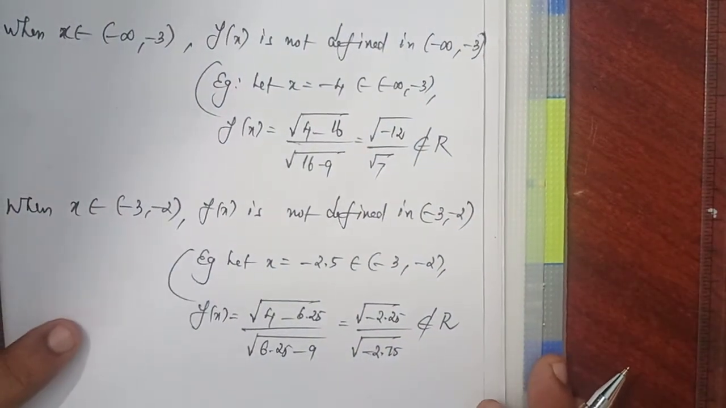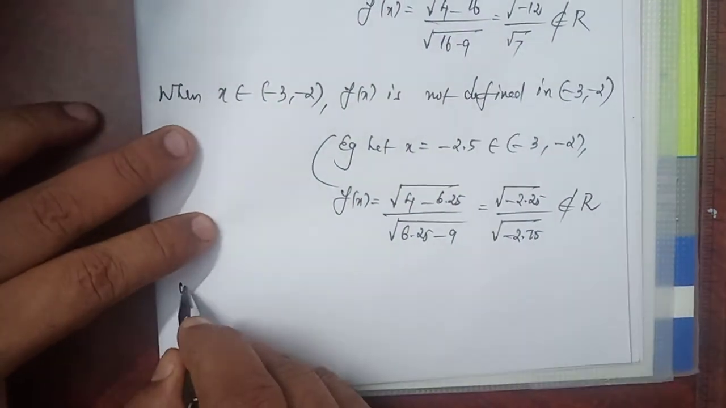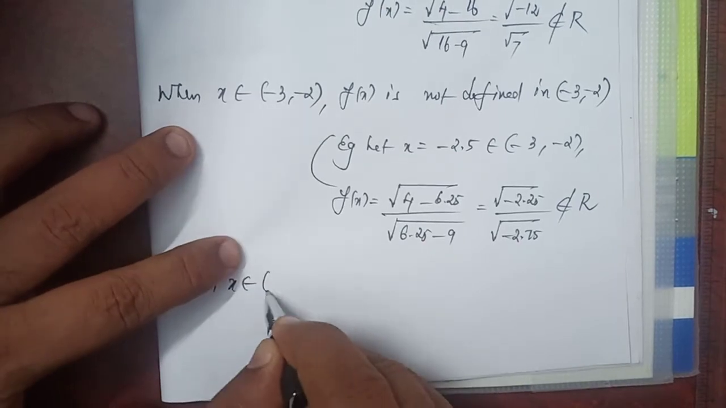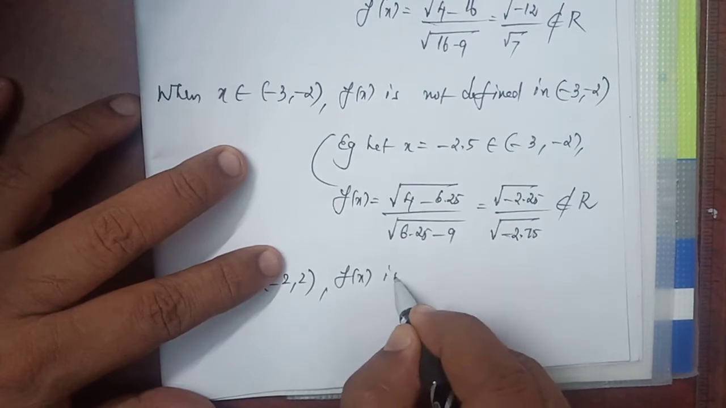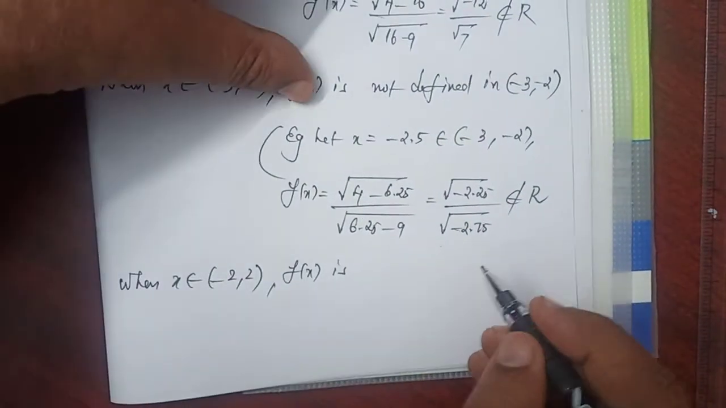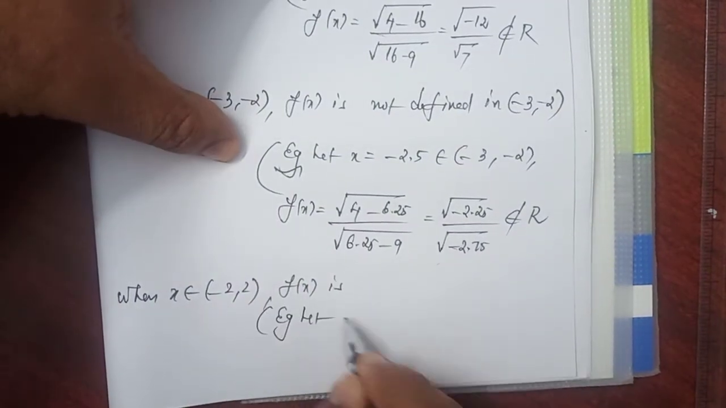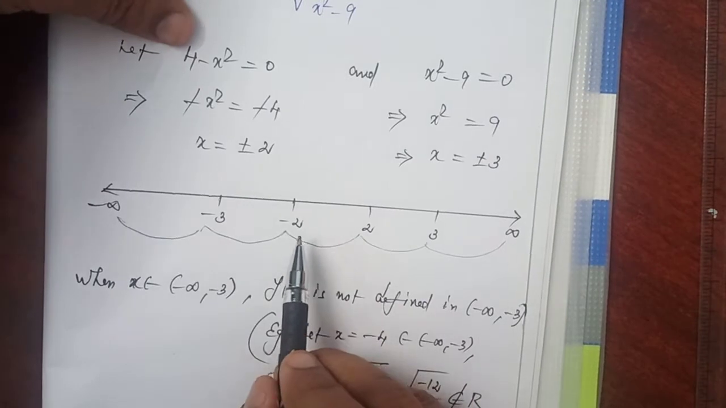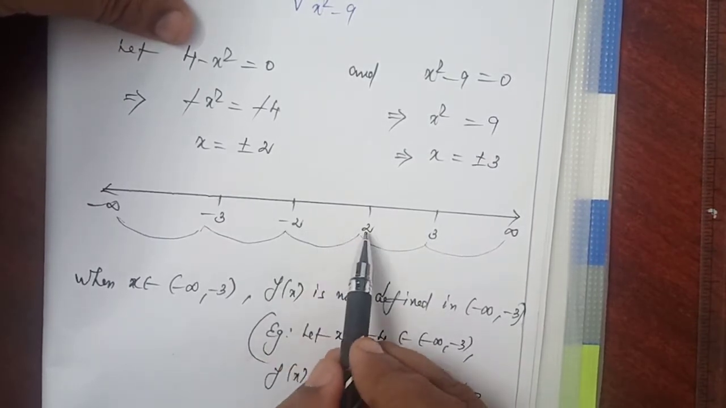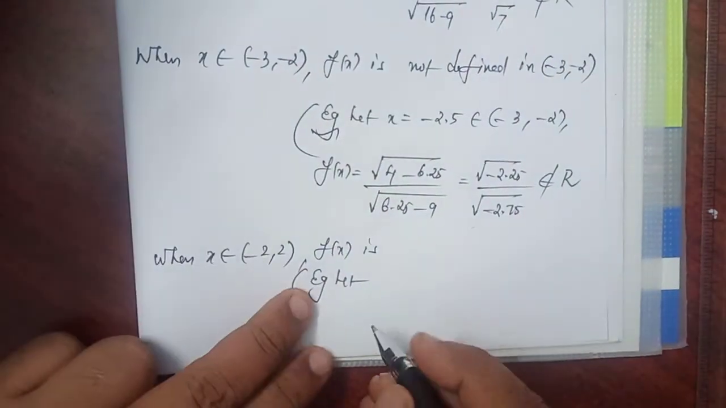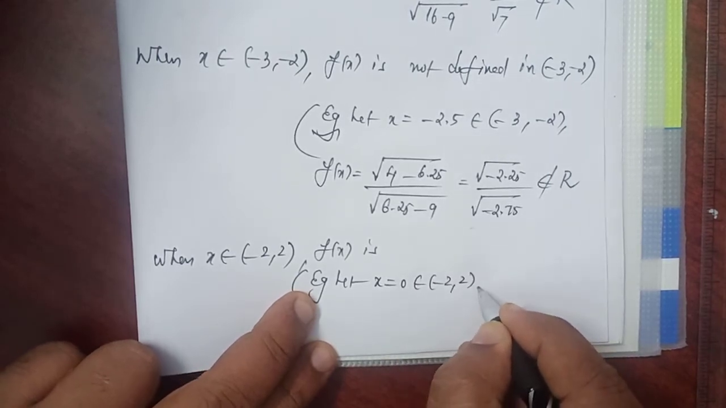Now we can go for the third interval, minus 2 comma 2. When x belongs to minus 2 comma 2, we have to verify whether f of x is defined or not. For example, let me take any one number. Minus 2 and 2, so let me consider 0. Definitely 0 lies between minus 2 and 2. Let x equal to 0 belong to the interval minus 2 comma 2.